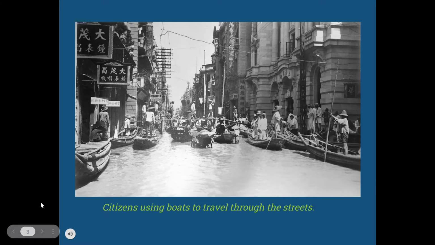This is an image of the floods in China. Citizens were using boats to travel through the streets.